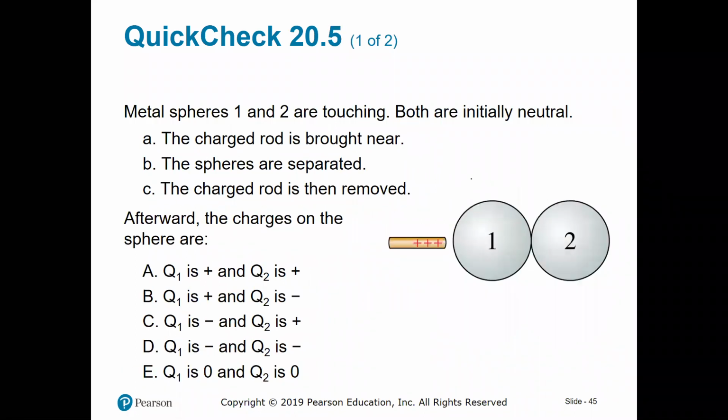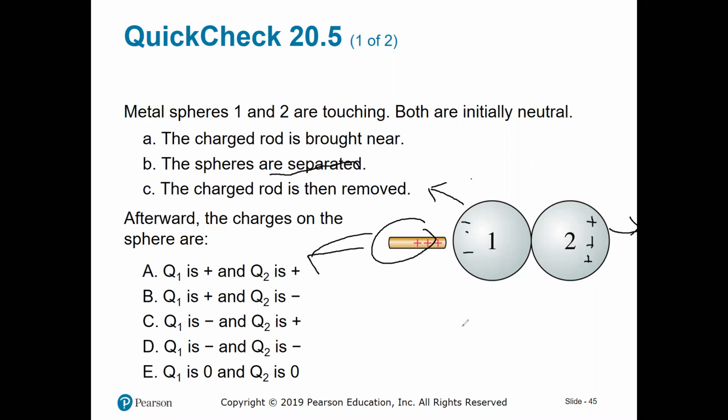Okay, now the opposite situation. The only difference is that we're going to separate them after being polarized. So first, it's going to be polarized. Then we're going to move these away from each other. And then we're going to pull away the charge rod. Okay, so I'll just draw fewer of these.